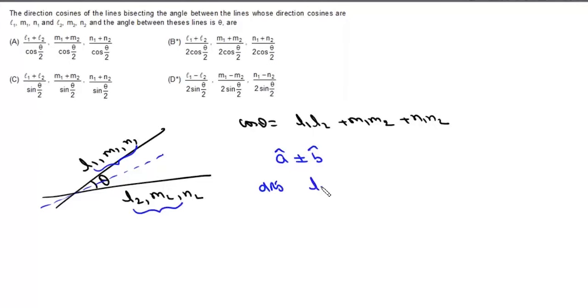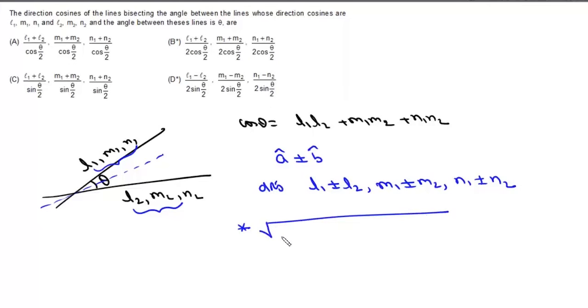So it'll be given by l1 ± l2, m1 ± m2 and n1 ± n2. Now we do not need direction ratios, we need direction cosines. And for direction cosines, we need to find their magnitude. So their magnitude will be under root of (l1 ± l2)² + (m1 ± m2)² + (n1 ± n2)².